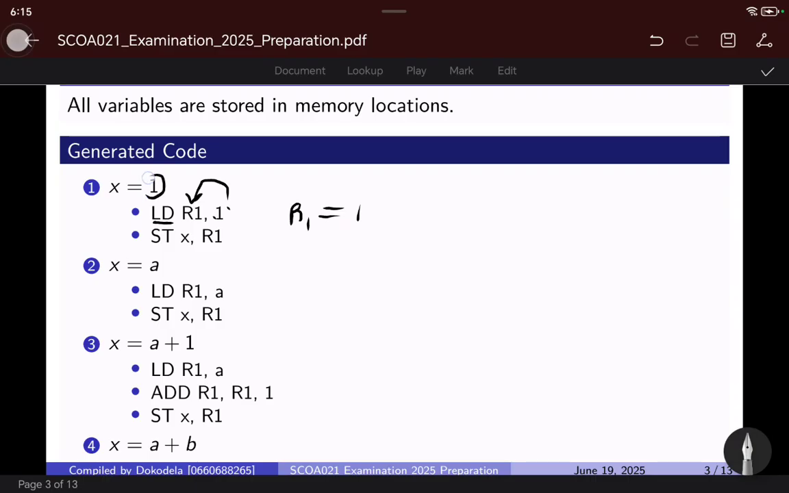Now after loading this, we must store it into X. We store register 1 into X. That's why X comes first now. You see right now, this equal sign will be representing store.